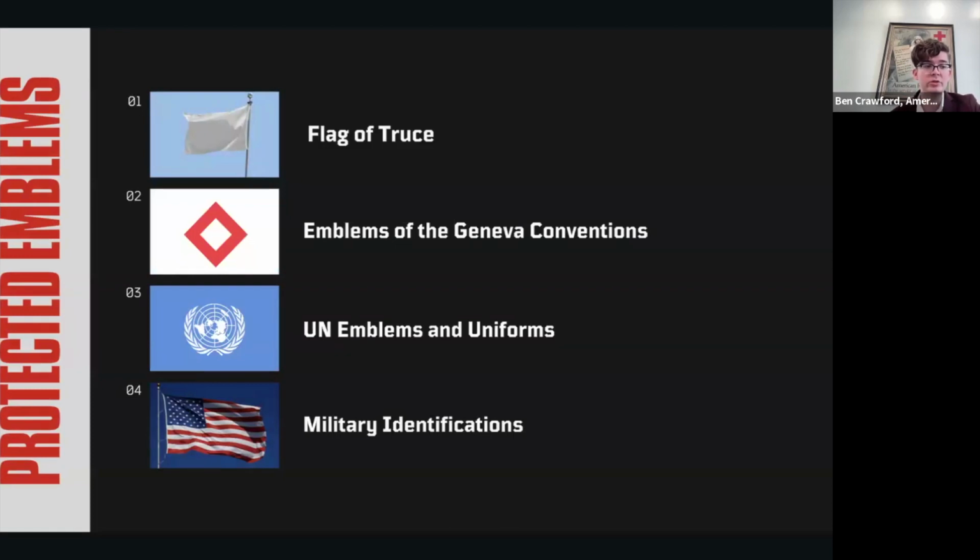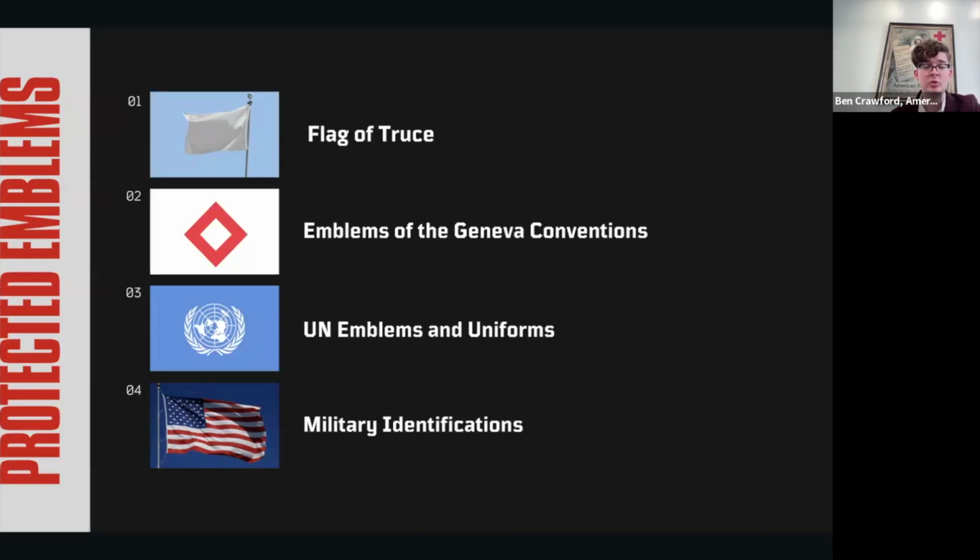These include the flag of truce, where it is prohibited to feign the intent to negotiate under a flag of truce and then carry out an attack or capture or injury, as we've discussed. The emblems of the Geneva Conventions: it is prohibited to make improper use of the distinctive emblems of the Geneva Conventions or other emblems provided for by the Geneva Conventions, such as internationally recognized protective emblems for signs and signals, such as the protective identifications for cultural property in armed conflict.